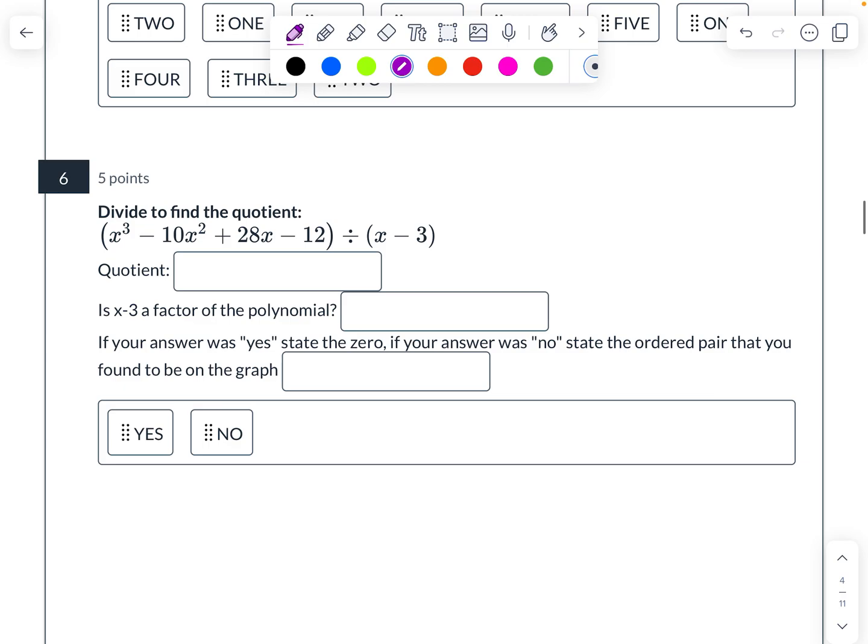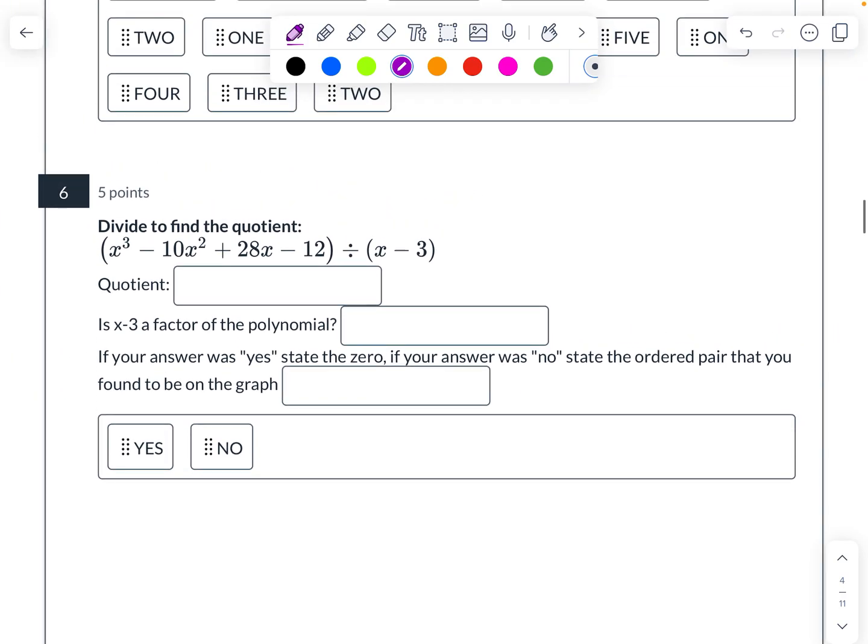Number 6. First of all, if it is true that x minus 3 is here, then we're going to take x minus 3 and set it equal to 0 and get x equals 3. So this answer is either going to be 3 or it's going to be the ordered pair 3 something. But I know that. I'm going to put that there so at least I get some credit.